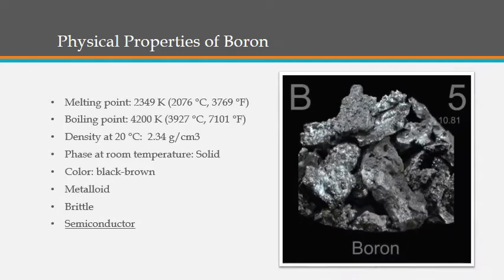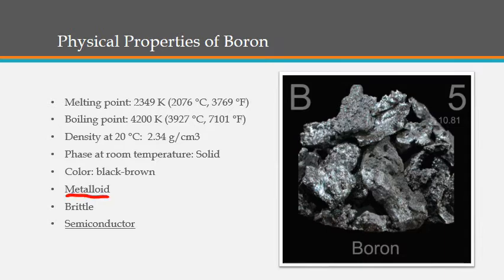Now let's look at some physical properties of boron. Boron's melting point is at 2349 Kelvin, which is around 2000 degrees Celsius. Its boiling point is at 4200 Kelvin, which is around 4000 degrees Celsius. Its density at 20 degrees Celsius, which is around room temperature, is 2.34 grams per cubic centimeter. If we look at the picture to the right, we can see that boron's color is black-brown.